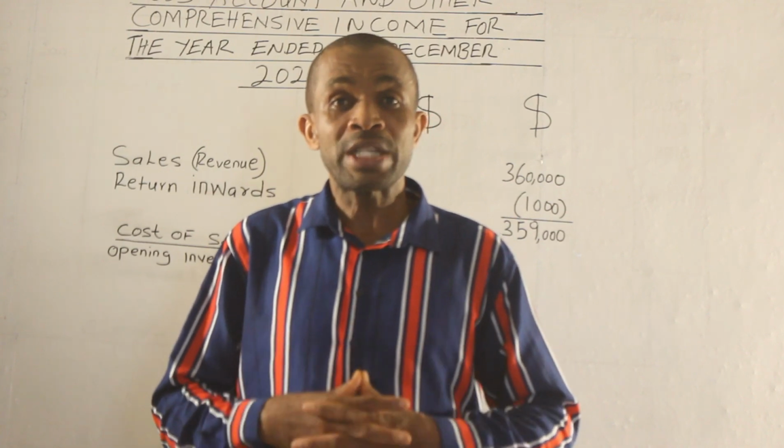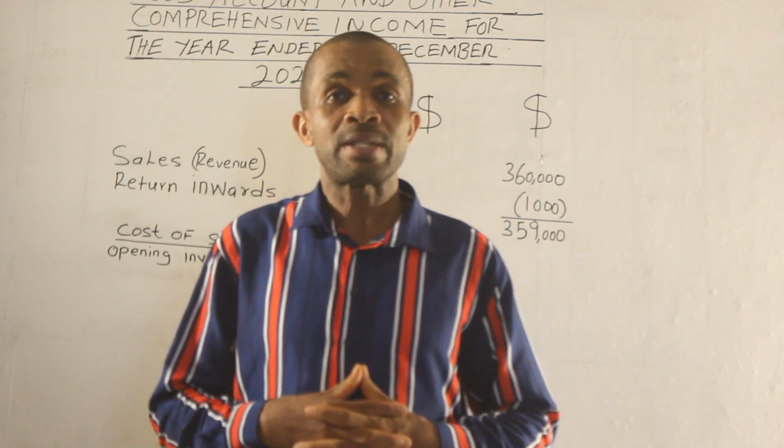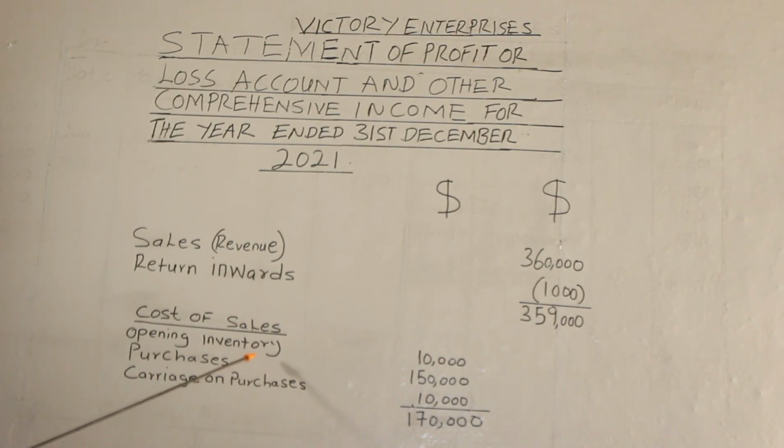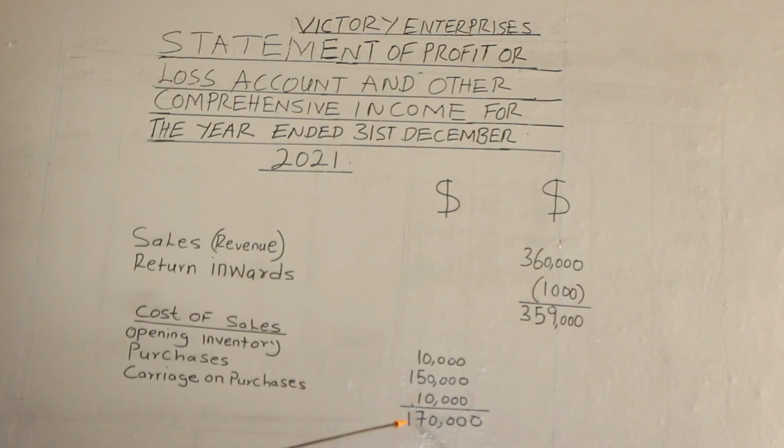So let's consider purchases plus carriage inwards. To the opening inventory, which represents old purchases, which is $10,000, we add the new purchases, which is $150,000, and add the carriage on purchases, which represents the amount used in carrying the goods purchased to the business premises. So we now have 10,000 as carriage on purchases. If we now add 10,000 plus 150,000 plus 10,000, it gives us $170,000. These are the things that make up the component of purchases, but it is not yet over.